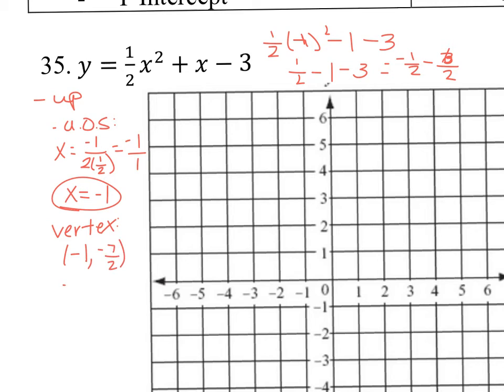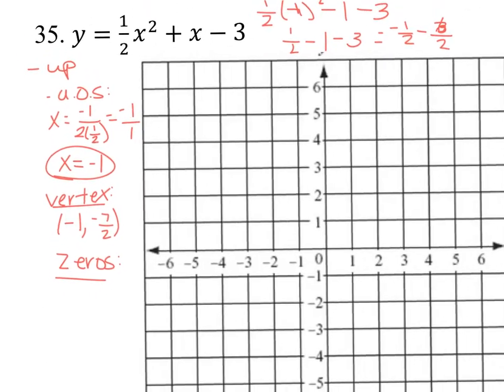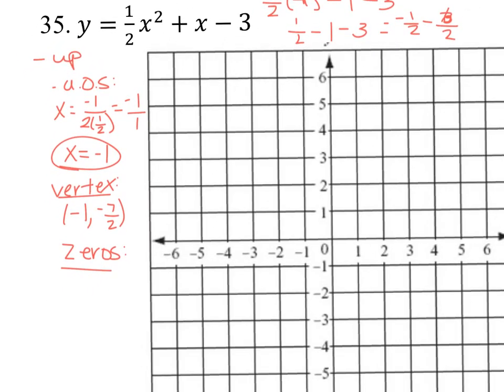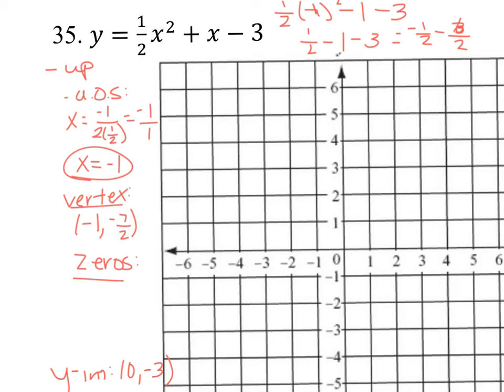So now zeros, I'm going to imagine I can't factor this because I have a leading coefficient of a fraction. So I'm just going to come back to zeros in a second. But I can definitely do the y-intercept. My y-intercept is just 0, -3. So to do my zeros, because it asked me to find the zeros, I'm just going to do the quadratic formula.